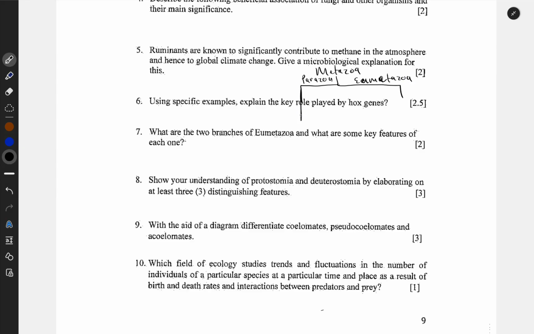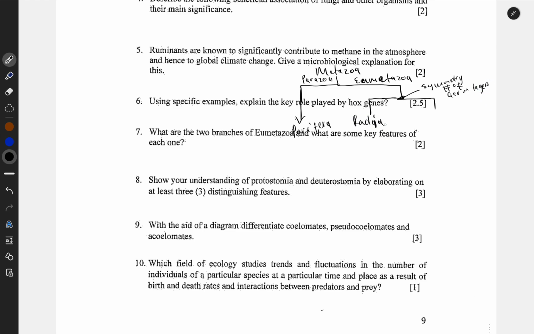So for Parazoa, we had the Porifera, which means these are the ones that have no true tissues. Eumetazoa have true tissues. They break down into two again by symmetry now, okay? Symmetry, and number of germ layers. Don't forget that. Number of germ layers.